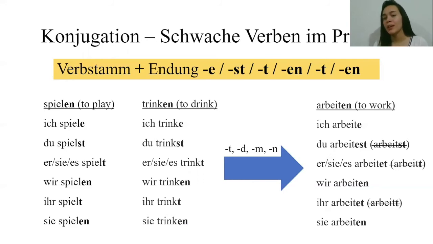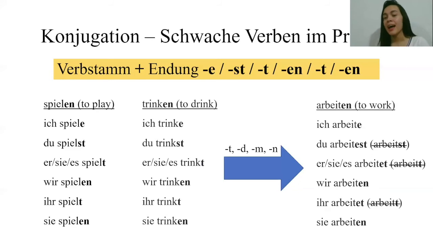And as you may notice, it does not only sound similar, but also looks similar, because ich is always connected with the ending e. Spiele, trinke. Du is connected with st. Spielst, trinkst. Er, sie, es is connected with the ending t. Spielt, trinkt. Wir is connected with the ending en. Spielen, trinken. Ihr is connected with the ending t. Spielt, trinkt. Sie is connected with the ending en. Spielen, trinken.